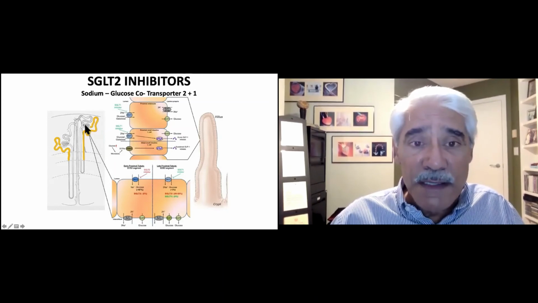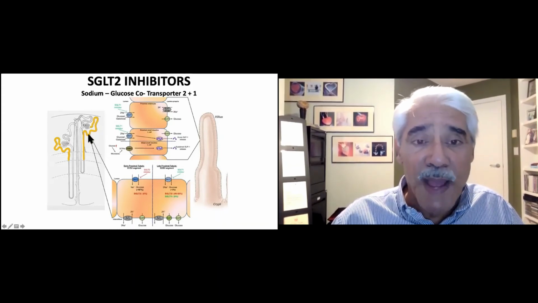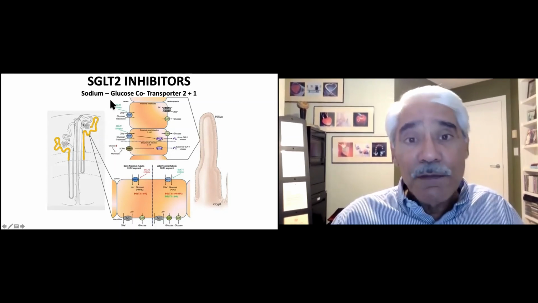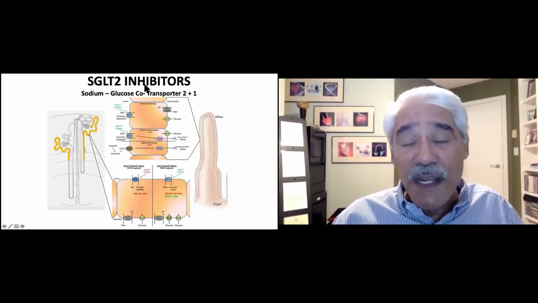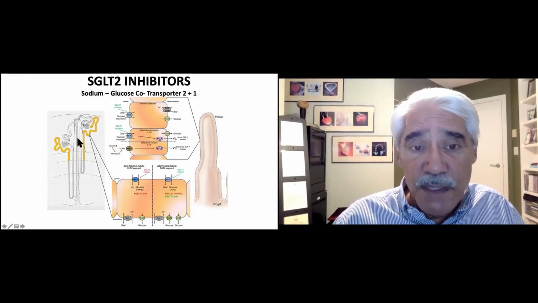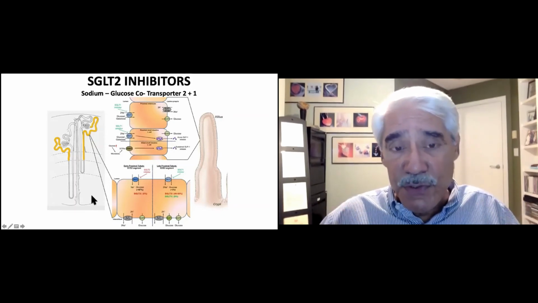And the same occurs in diabetic patients, but the glucose load is so much that the SGLT2 transporter cannot reabsorb all the glucose back, but some of it goes out as glycosuria. So if you give a SGLT2 inhibitor, you prevent the reabsorption of glucose from the proximal tubule into the bloodstream, and you get the glucose being excreted in the urine.